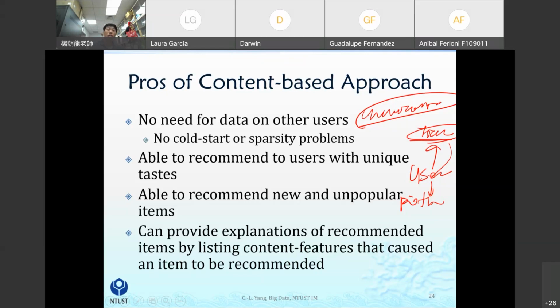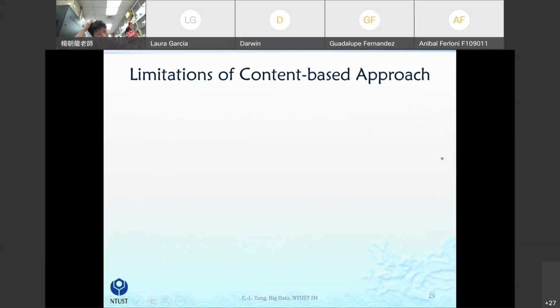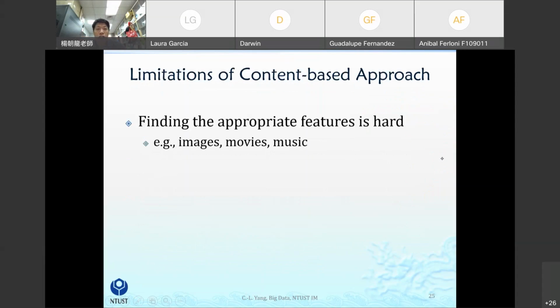Right. And also it can provide some explanation about the recommended item by listing the content features. That's why I just gave you an example, right? By using the historical data, they know, hey, this guy likes this special taste of this kind of coffee, then they can provide the explanation. And that's the good thing about content-based. But they also have some limitations for this kind of approach. Sometimes finding appropriate features is very, very difficult.